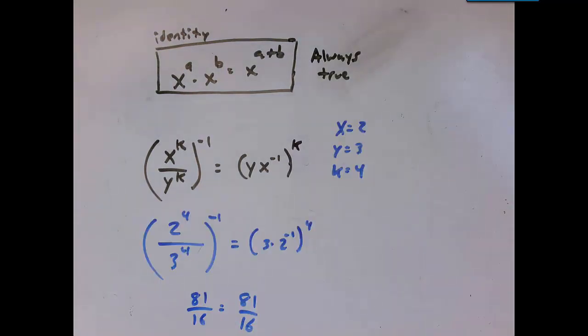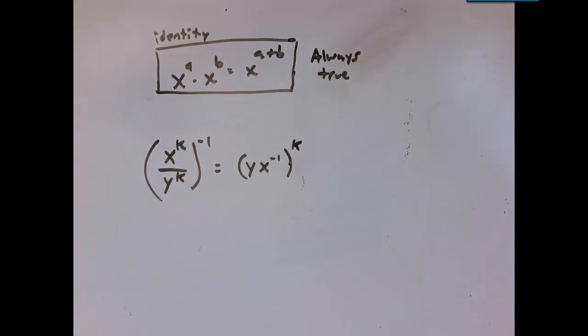So for example, if x is 2 and y is 3 and k is 4, I can plug in the values and I can simplify until I get 81 over 16 equals 81 over 16. The problem here is, how do we know that these numbers weren't special, that these numbers were just the right values to make this true, but if we chose other values, maybe it would be false. So that's why you can't show that an identity is true just by producing one example where it's true, because we're trying to assert that it's true no matter what.